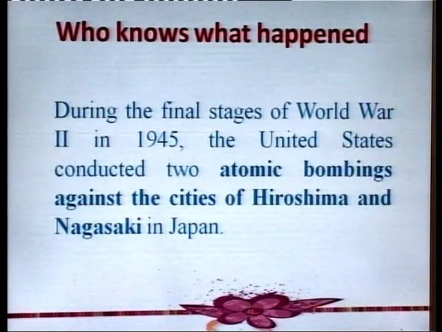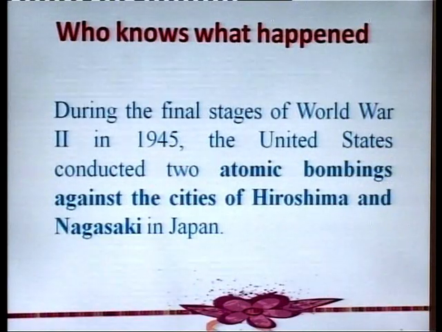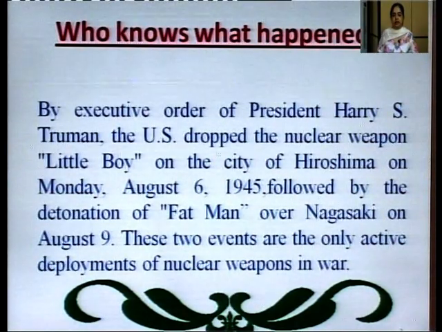Who knows what happened? During the final stages of World War II in 1945, the United States conducted two atomic bombings against the cities of Hiroshima and Nagasaki in Japan. By the executive order of President Harry S. Truman, US dropped the nuclear weapon Little Boy on the city of Hiroshima on Monday, 6 August 1945, followed by the detonation of Fat Man over Nagasaki on 9th August. These two events are the only active deployments of nuclear weapons in war.